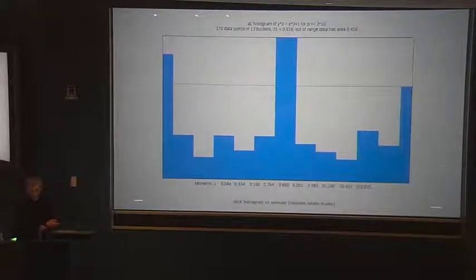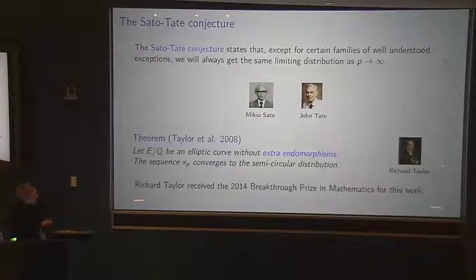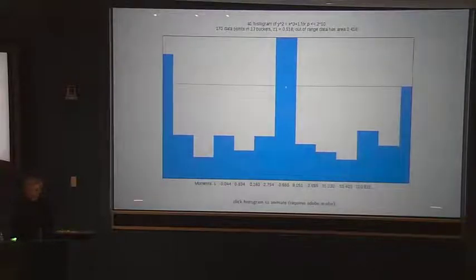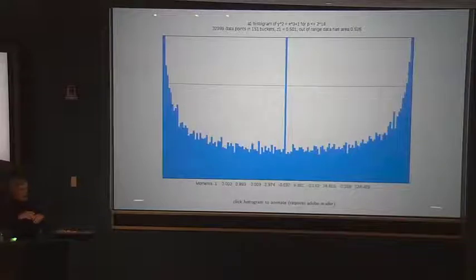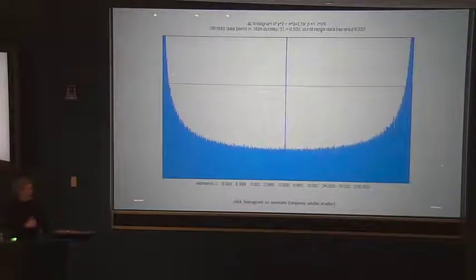Okay. All right. Now you might be wondering what happens with the ones with extra endomorphisms. What do their distributions look like? I don't want to keep you in suspense, so let's go ahead and look at one of these. These curves are also sometimes known as CM curves. This CM stands for complex multiplication. That's a way of describing these extra endomorphisms. And you can see here that the distribution is very different. It's nothing like a semicircle. It's sort of U-shaped, except there's a spike in the middle.